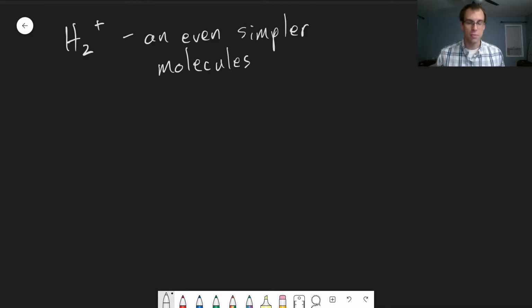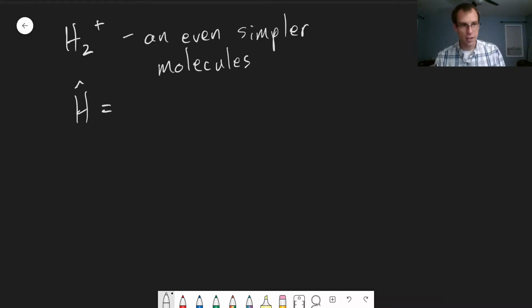But the Schrodinger equation becomes much simpler because we only have one electron to worry about. We don't have any electron-electron repulsion terms. We just have the repulsion between the nuclei. So that still makes this a system that we can't solve exactly, but we can still write the Hamiltonian, and it's a lot simpler. Instead of 10 terms, we only have 4 terms.